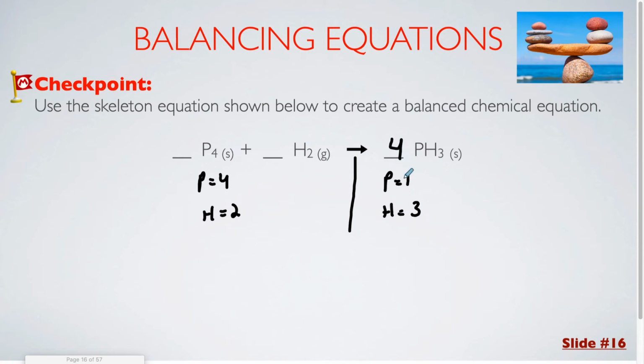So I'm going to put a 4 here. When I do that, 4 times 1 is going to be 4. But that also has an impact on my hydrogen. So 4 times 3 is going to be 12.